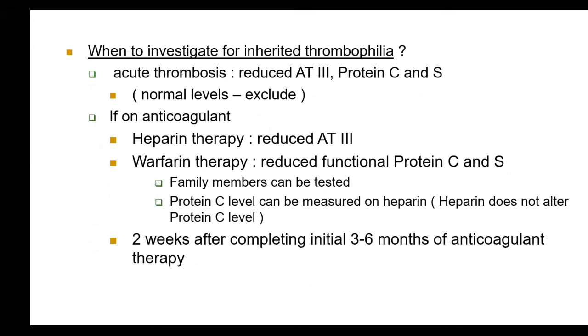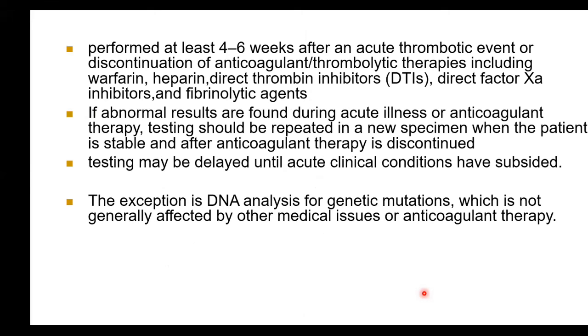And in acute, like I was telling you, if in acute thrombosis we get normal levels, then we can exclude the deficiency at least of these. In the acute phase, what we can do if we are suspecting APLA is do beta-2 glycoprotein testing. And if you are suspecting hereditary thrombophilia, then you could do DNA-based testing. So it is that important. Otherwise, you will have to wait. So the recommendation is to perform at least 4 to 6 weeks after the episode or discontinuation. And if abnormal results are found during acute illness or anticoagulation, then repeat should definitely be done, and you cannot rely on that. Testing may be delayed until the acute episode is over.